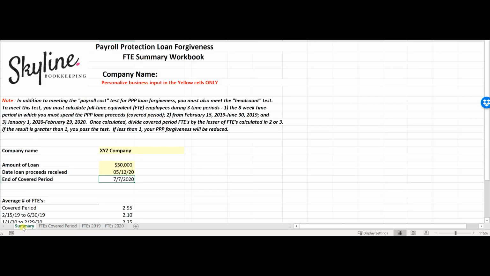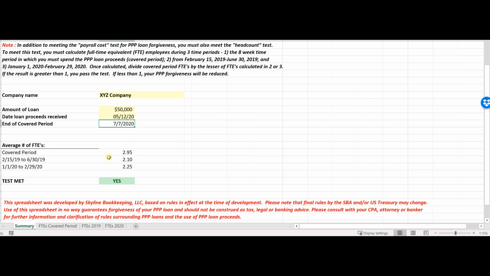So I can go back to my summary and I can see here that during the covered period, I had 2.95 employees that qualified for that full-time equivalent. And then during these other periods, I had 2.10, 2.25 during these time periods. So basically, we just want to have the same, if not more than the equivalent here. So during the covered period, if you had 2 employees during this time, 2 here, and then during the covered period, we still had 2, we qualify for loan forgiveness.